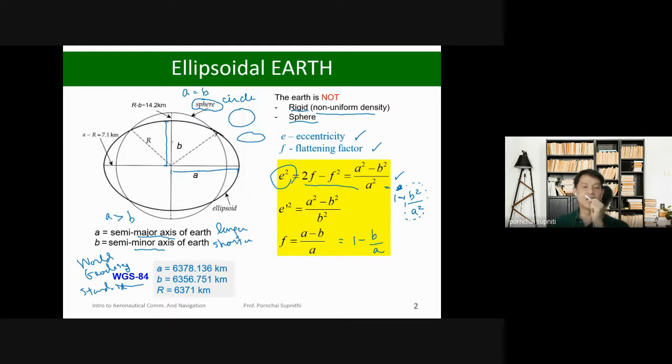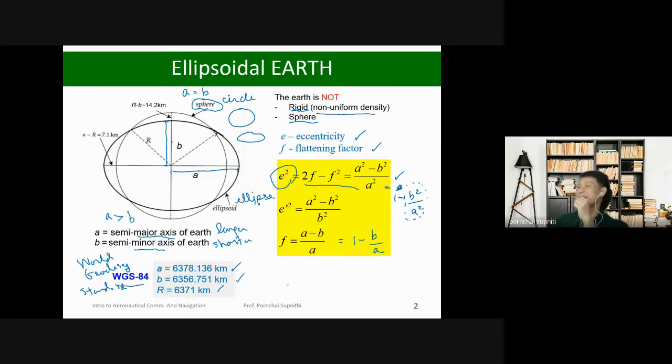And then 84 means year 84. So for this WGS 84, the value of A is considered 6378.136 kilometers. B is considered 6356.751 kilometers, and the radius is 6,371 kilometers. We go by standard to use these numbers because the Earth is not so round, and although we say that it's an ellipsoid or ellipse, it's not always the same everywhere, right?